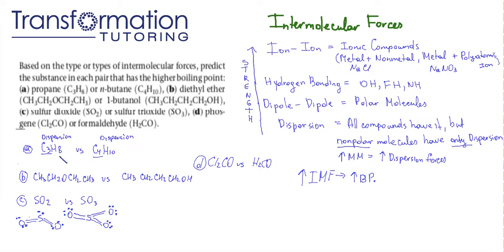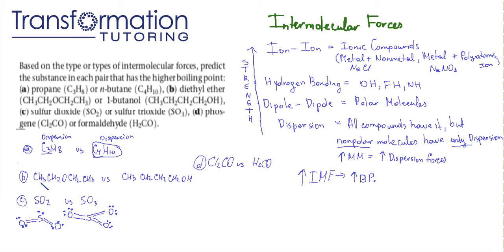Okay, now they both have dispersion forces, so in order to see which one has higher intermolecular force, we need to look at its molar mass. The molecule to the right has 4 carbons, to the left has only 3 carbons. Therefore, n-butane has a higher molar mass, it has more carbons and hydrogen, it has stronger intermolecular forces, and therefore it will have a higher boiling point. Let's go ahead and look at B.